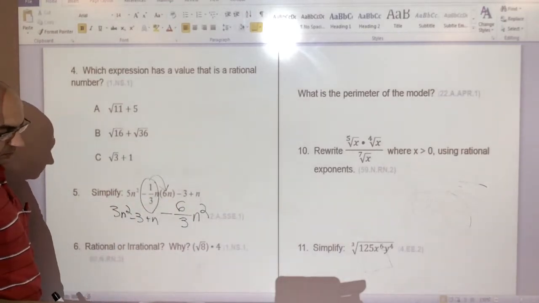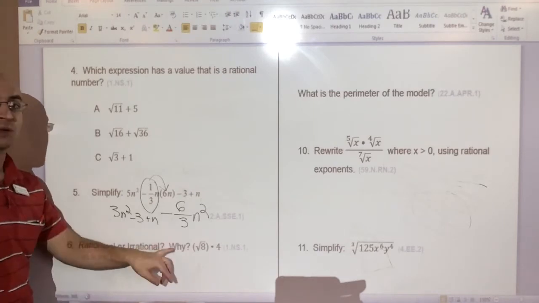Rational or irrational? We'll worry about the rational or irrational, we'll worry about the y later.